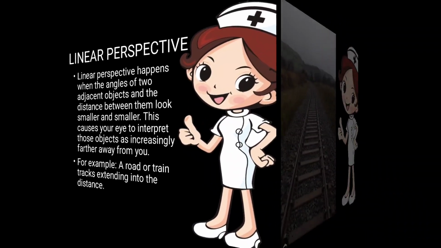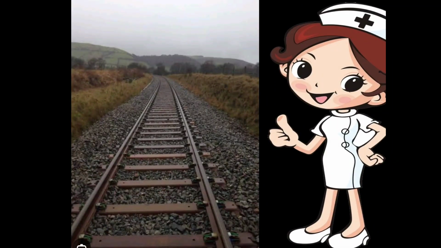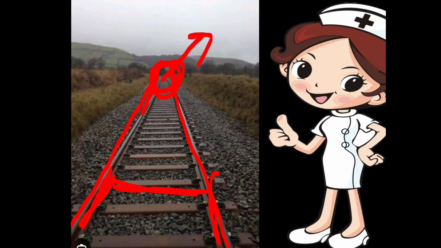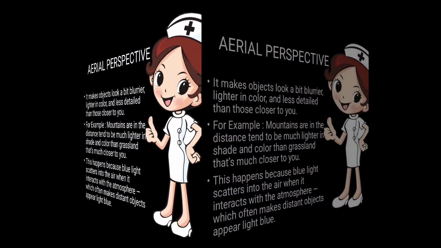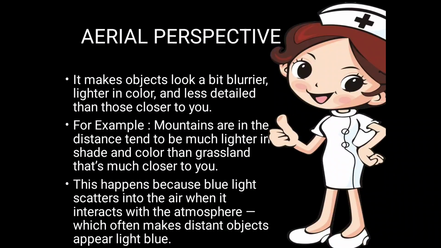Now, if you can see the railway tracks, these are the railway tracks. Okay, now the angle between these two, which are closer to our eyes, is very big as compared to the angle between those two which are far away from the eyes. This angle is very small, so a smaller angle interprets that these are very far away from us, and a bigger angle interprets that these are very close to our eyes. This same case takes place in the case of a road.